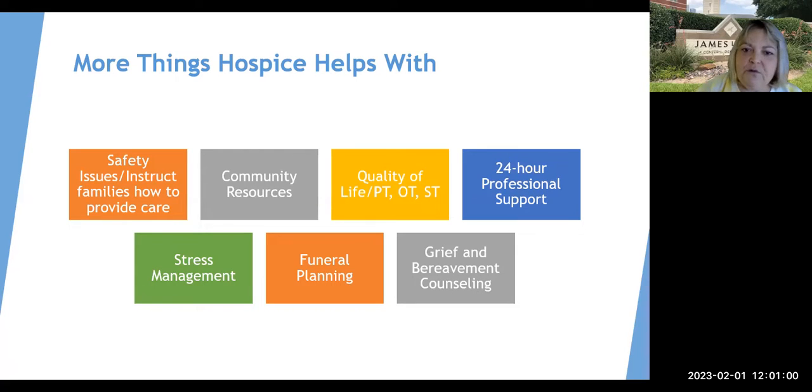They are there 24 hours a day. They help with stress management. They help with funeral planning. And then again, they offer grief and bereavement counseling.